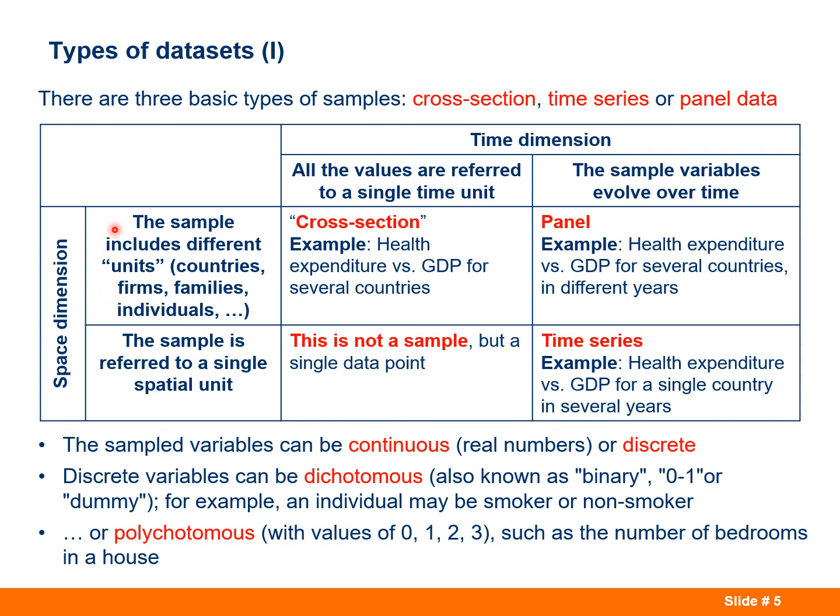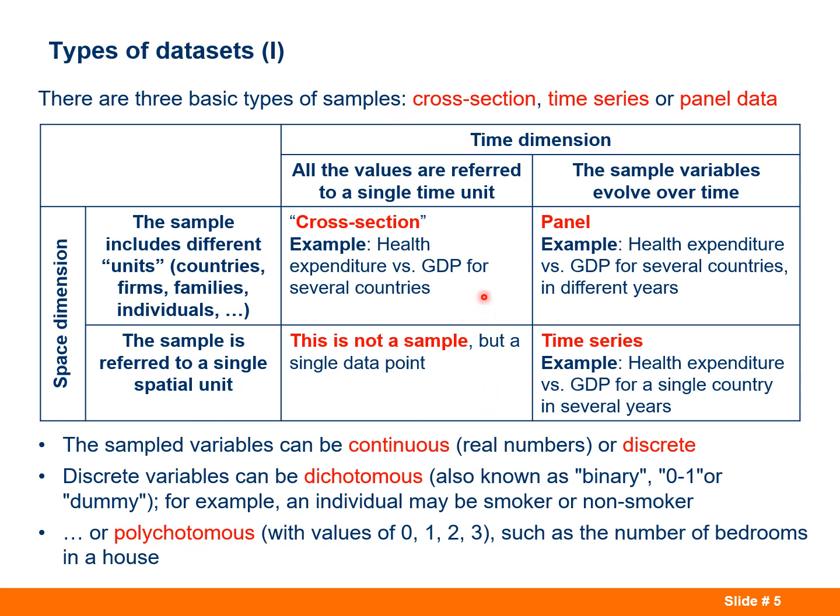For example, the sample may include different units, which may be countries, firms, families, individuals, whatever. This is called, in econometric jargon, the space dimension. Or the sample can be referred to a single spatial unit. So, if all the values are referred to a single time unit, and the sample is referred to a single spatial unit, this is not a sample, this is a single data point, so you cannot do anything with econometrics.